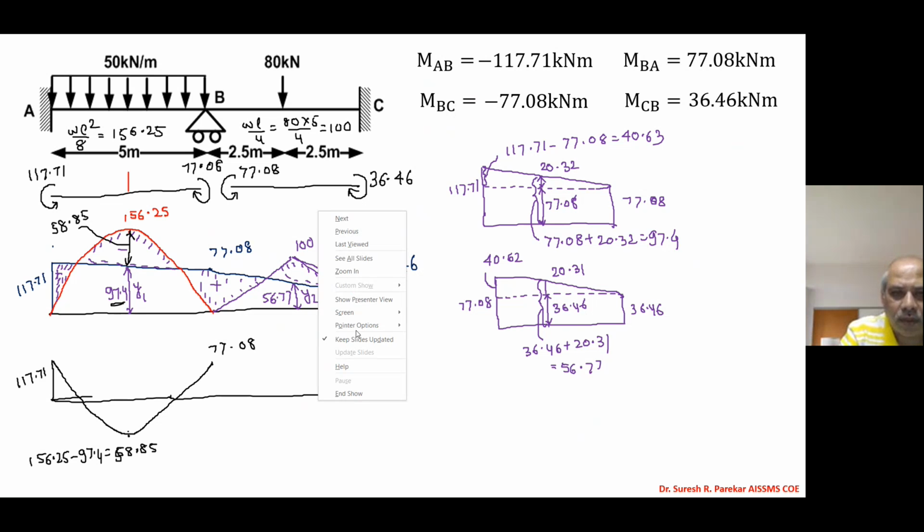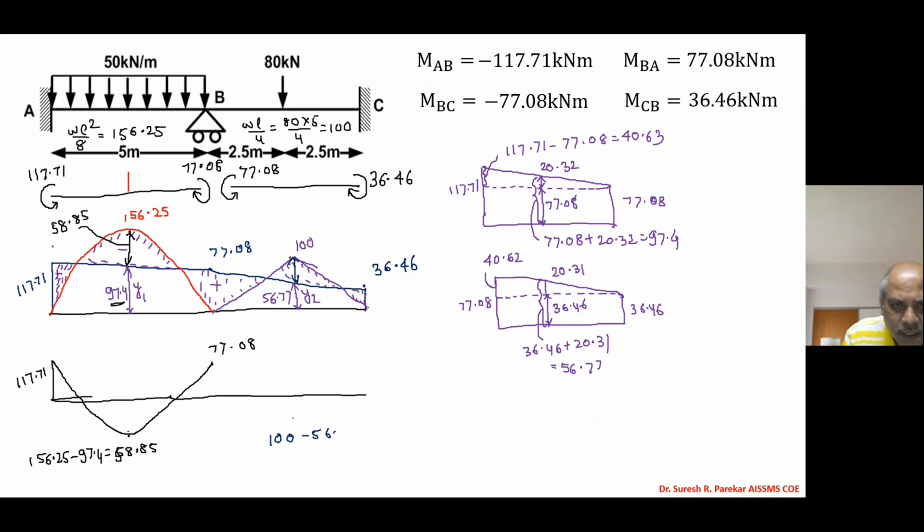Then in the second portion, we will have these values. If we find the value, then we have this as 100. We are interested in this value. So we have 100 minus 56.77, and we got 43.23. So we have here 100 minus 56.77, and it comes to 43.23. And then we will connect this.